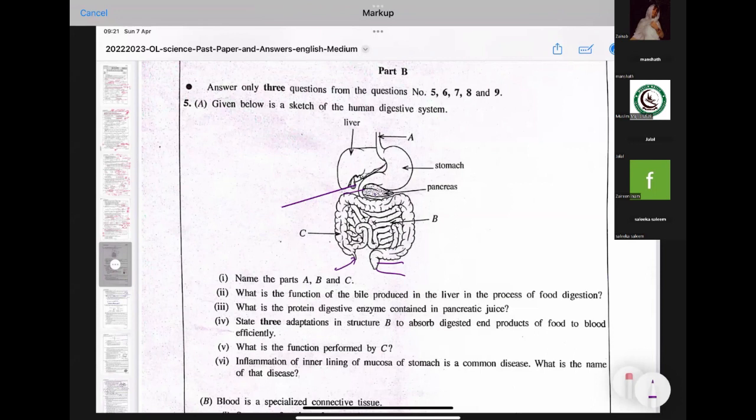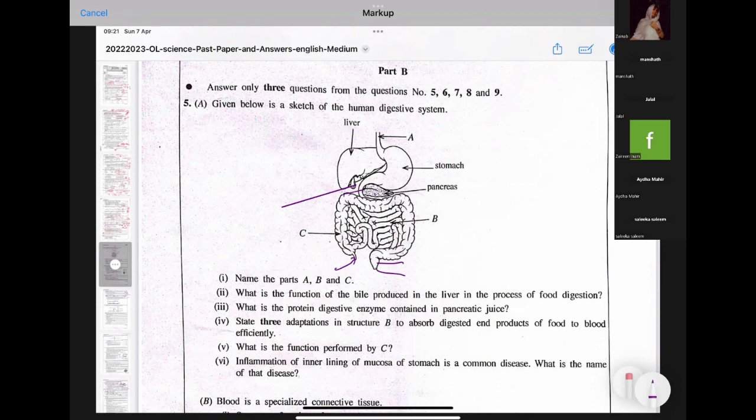The second one: what is the function of the bile produced in the liver in the process of food digestion? What will you say? Emulsification of what? Lipids. Exactly. You have to always say emulsification of lipids, because there is emulsification of soap as well, and that's different. Then the third one: what is the protein digestive enzyme contained in pancreatic juice?